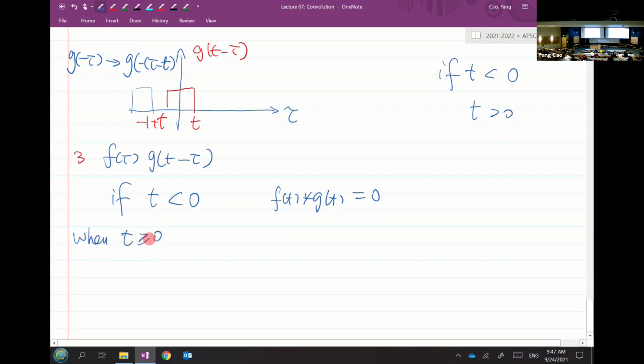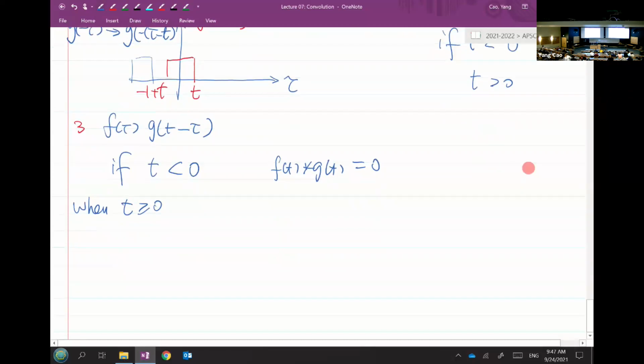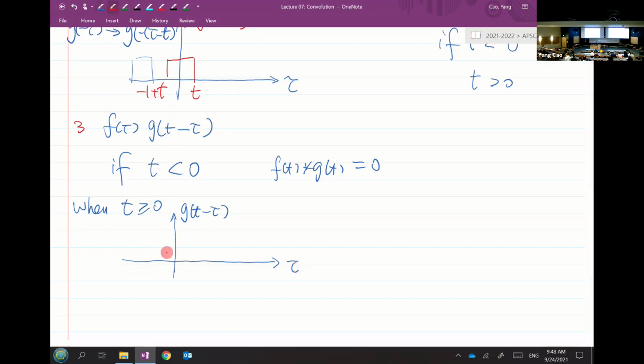Now I'm going to present a few more patterns. First of all, I'm going to draw the first pattern. The first pattern is this box goes across both sides of this axis. It goes across both sides of the vertical axis, which is tau equal to 0.